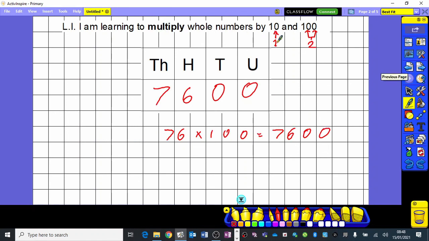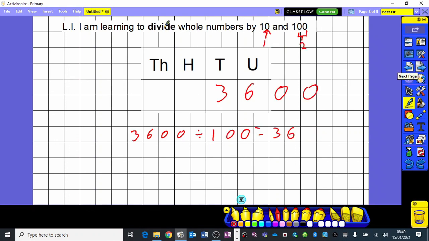If you're multiplying, things are going to become bigger. All the columns are going to move up. If it's 10, it's going to move up by 1 place. If it's 100, it's going to move up by 2 places. And if you're dividing, the numbers are going to become smaller. So everything's going to move down by either 1 column or 2 columns.